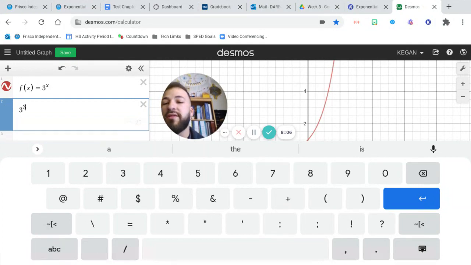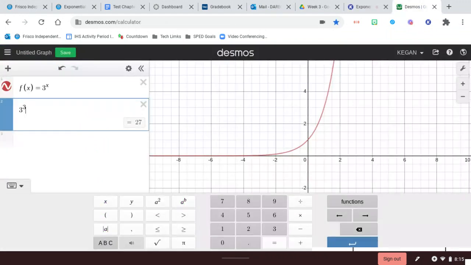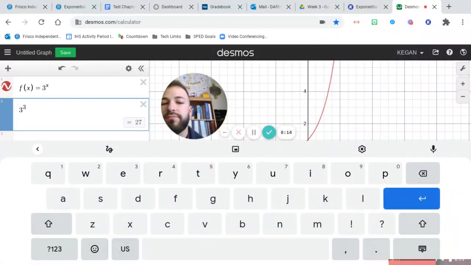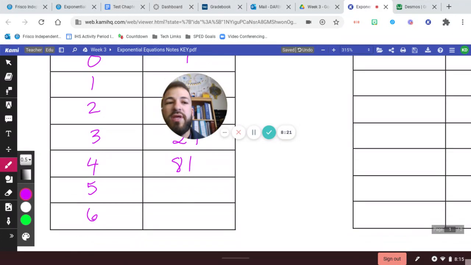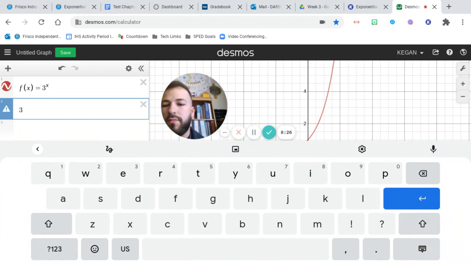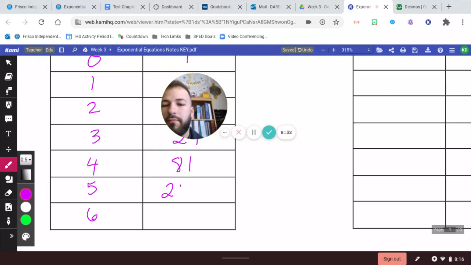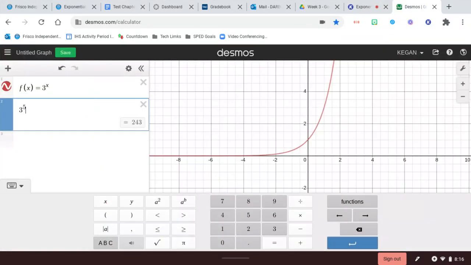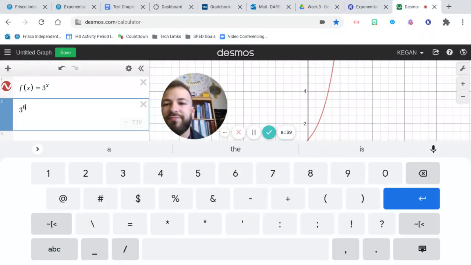So 3 to the third would be 27. 3 to the fourth would be 81. 3 to the fifth will be 243. And 3 to the sixth should be pretty big, will be 729.